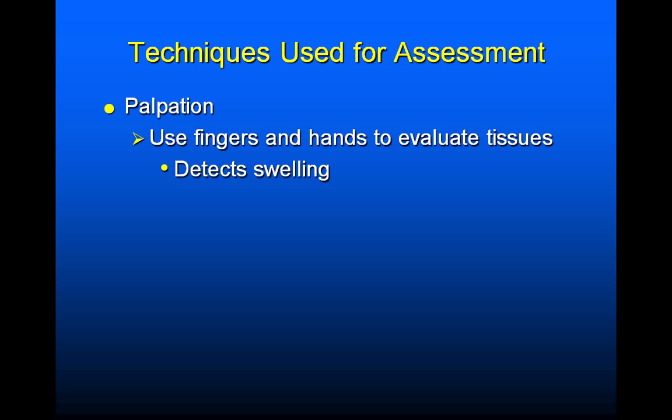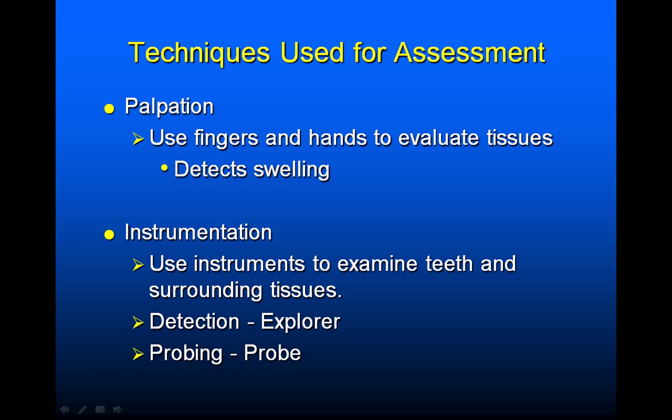The next technique includes palpation. Palpation is when the operator uses fingers and their hands to evaluate tissues. What the dentist will do is they will use gentle but firm pressure on the patient's tissues to detect any possible swelling. The third technique is instrumentation. This is when the operator would use instruments such as an explorer or a probe to examine both teeth and surrounding tissues.